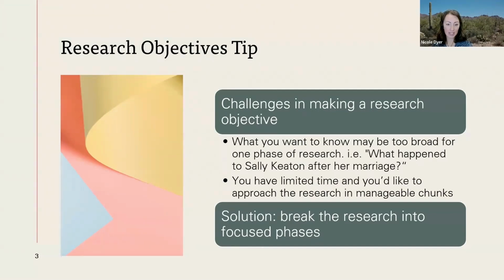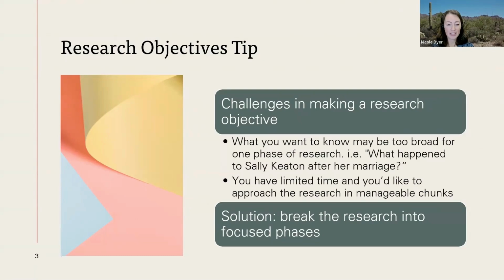So for example, with my Sally Keaton research that I recently did, I wanted to know what happened to her after her marriage because in her father's estate proceedings, she was listed as living outside of the state and she wasn't ever given her share of the estate. And so it said she lived in Tennessee at one point, and I didn't know where within Tennessee. So I really wanted to trace her entire family forward in time to find out if she had children, see where she died, where she lived throughout her life. And that was a lot that I wanted to know. And so it was too broad. So that was one challenge with that.